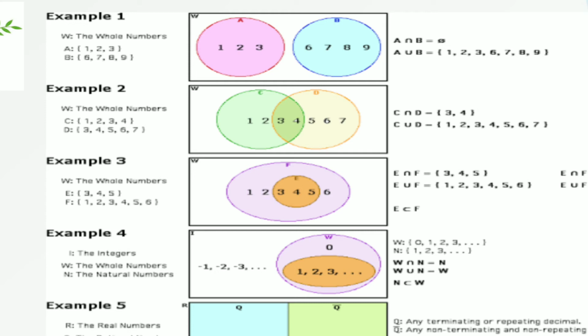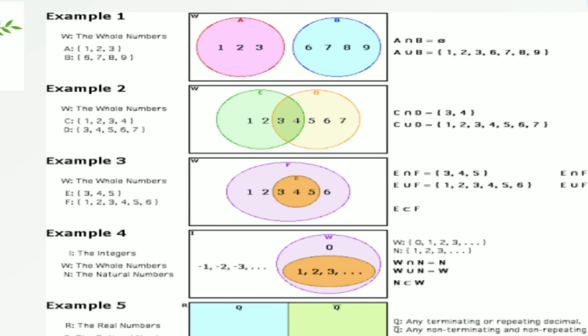For A union B we need to define the complete set. We need to combine both the sets, which is the meaning of union. So we consider the elements which are in A and B. So A union B is equal to 1, 2, 3, 6, 7, 8, 9. Coming to example 2, W is the whole numbers. C and D are the two sets which are given. Here also, in the same way, we are going to find C intersection D and C union D.